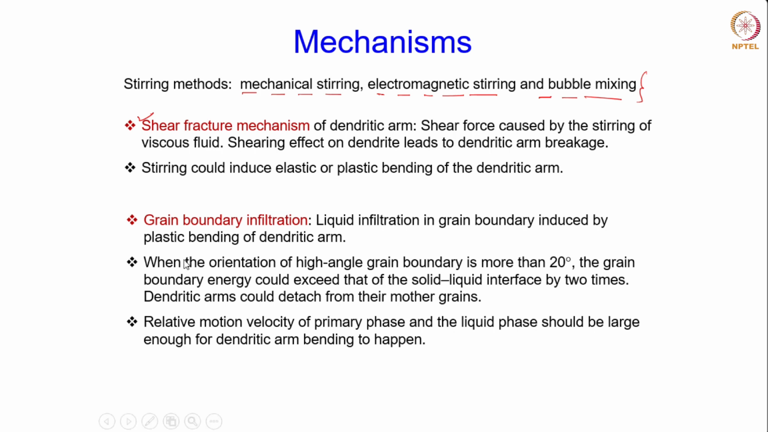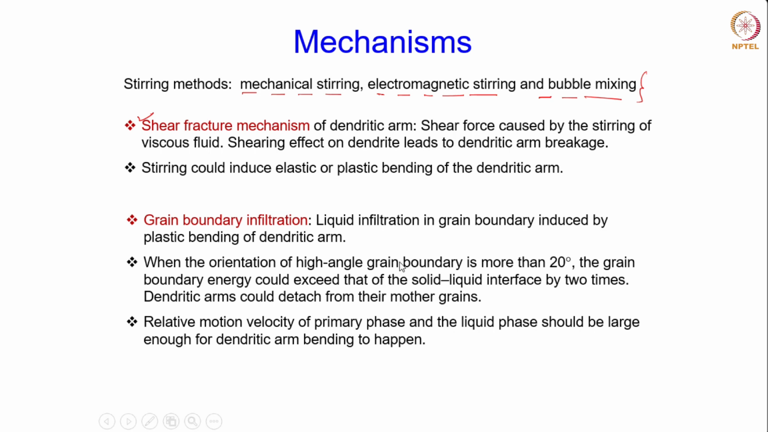Okay, and this stirring could induce elastic and plastic bending of the dendritic arm as well. Okay, so that will also have some effect, this bending of the dendritic arm, and that is what we are going to see next, as to what is going to happen when you have the bending of the dendritic arm. So that could lead to the infiltration of the grain boundaries. So this liquid infiltration in the grain boundary is induced by the plastic bending of the dendritic arm. Okay, and this plastic bending is actually induced by the stirring of the melt.